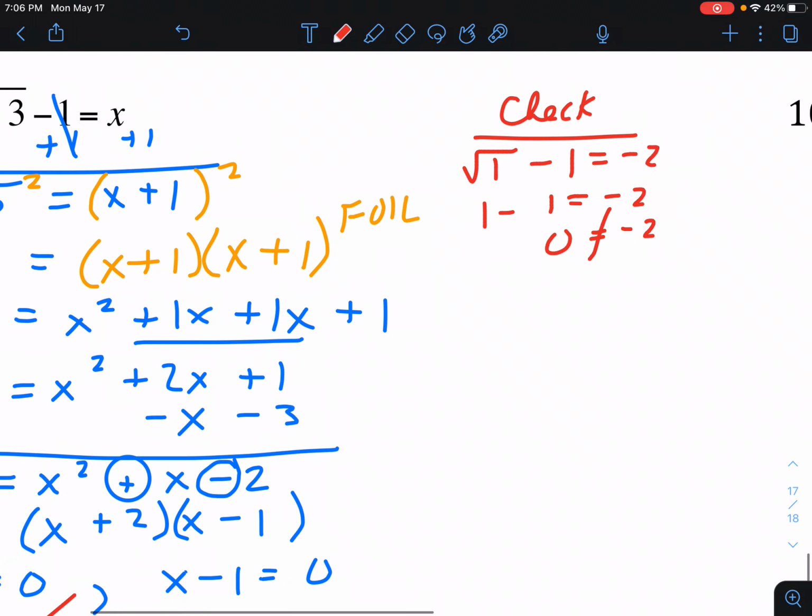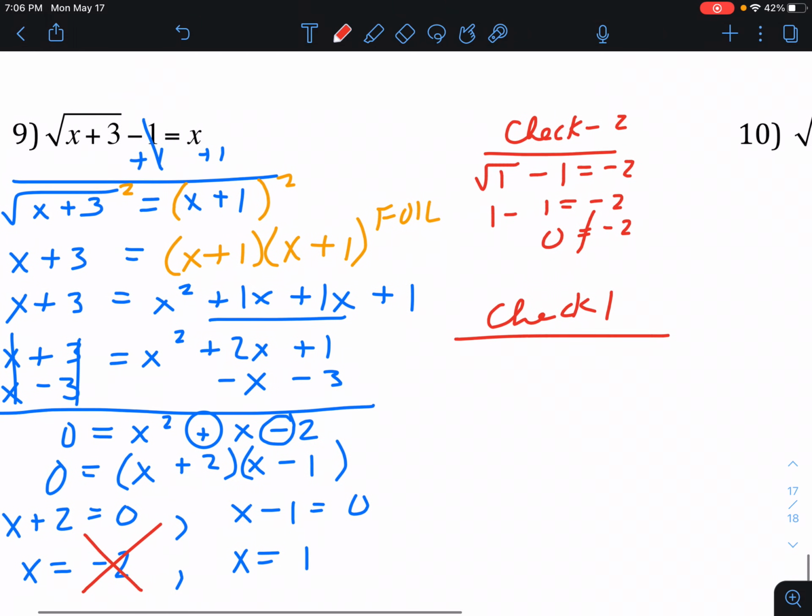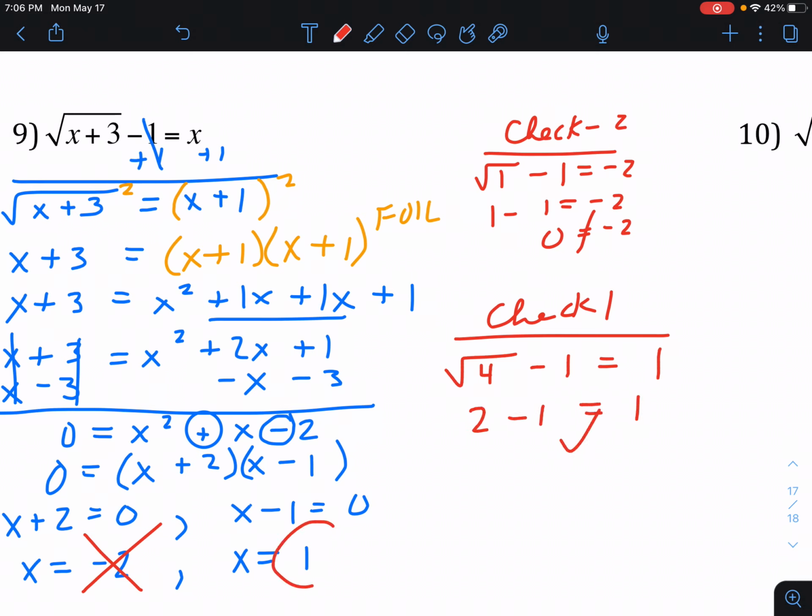Now we need to check 1. So square root of 1 plus 3 is 4. Minus 1 equals 1. Square root of 4 is 2. 2 minus 1 is 1. So that one does work out to be okay. So we do end up getting 1 answer here.